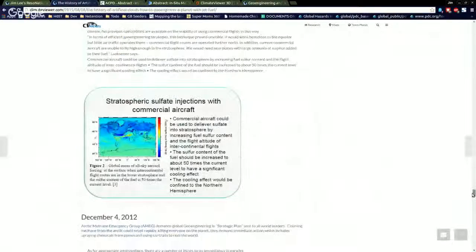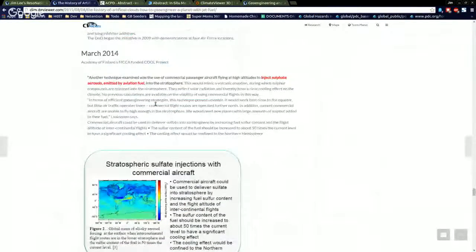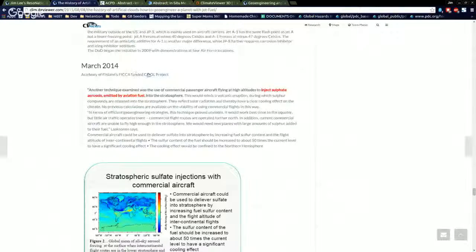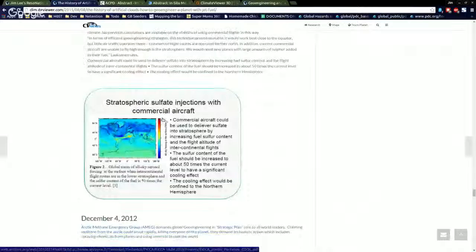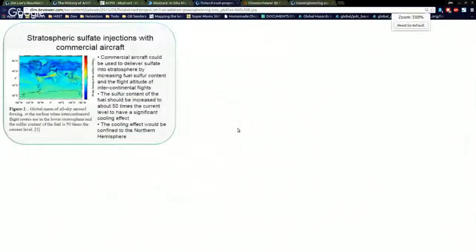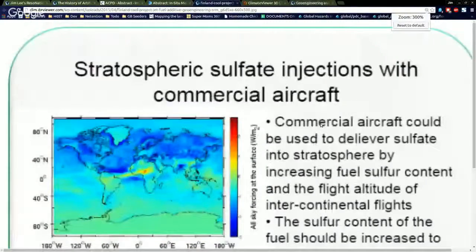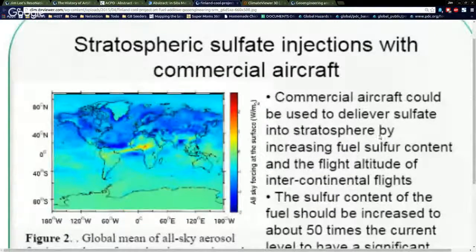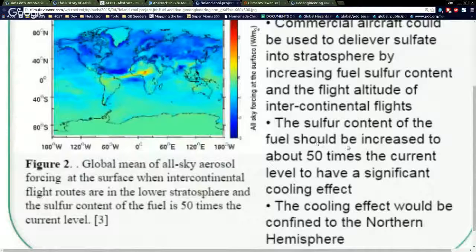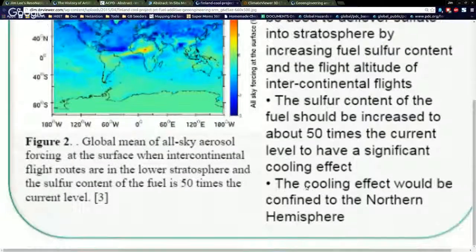Let's find it right here. This is from the Academy of Finland, FICA's funded COOL project. Stratospheric sulfate injections with commercial aircraft. And as you can see, commercial aircraft could be used to deliver sulfate into the stratosphere by increasing fuel sulfur content and the flight altitude of intercontinental flights. The sulfur content of the fuel should be increased to about 50 times the current level to have a significant cooling effect. The cooling effect would be confined to the northern hemisphere.